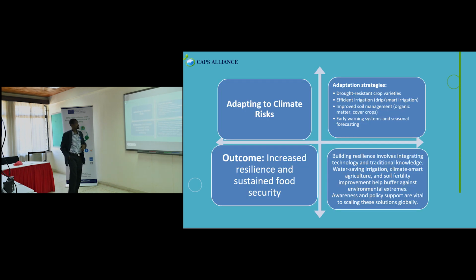Adapting to climate risks. Okay. Adaptation. What are these? Drought resistant crops. We have looked at some of these things. Efficient irrigation, improved soil management, early warning. We can be able to do that using forecasting. The meteorology in Kenya, we have a good meteorology in Kenya. Where is it located? Is it located in Nairobi or in Ngong? Ngong, yes. And nowadays they have improved.